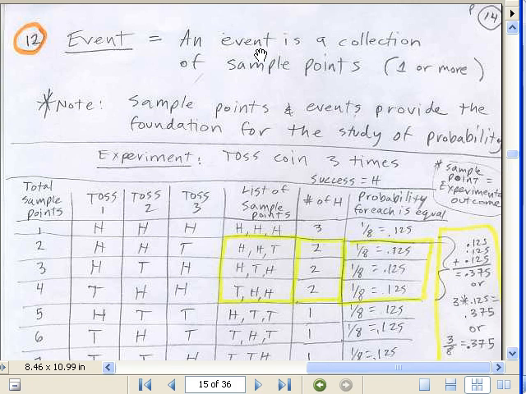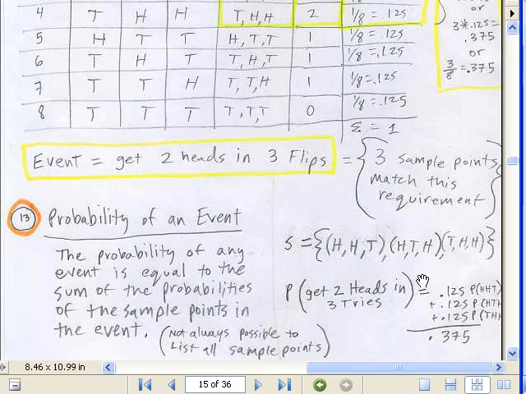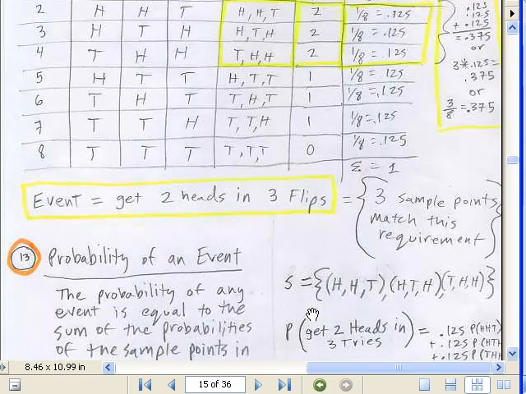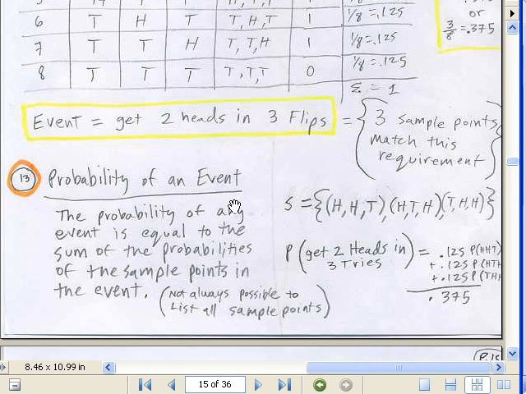So this event is collecting these sample points up, and those are them. And then you can calculate your probability. Now, let's just look down here because we kind of jumped to a conclusion. We just add these up. But look at this: probability of an event. The probability of any event is equal to the sum of the probabilities of the sample points in the event.